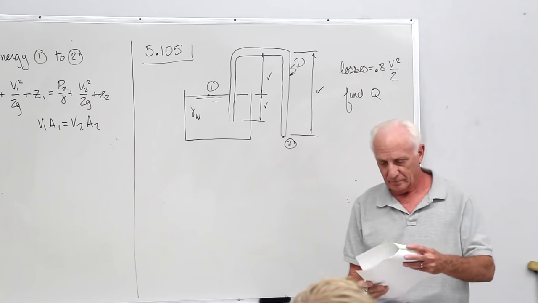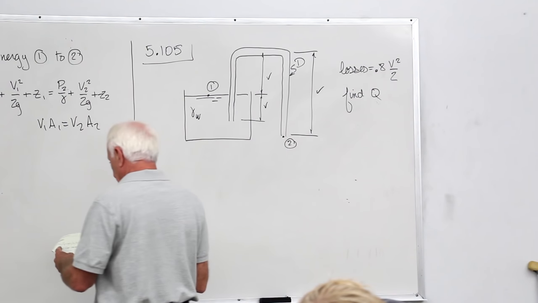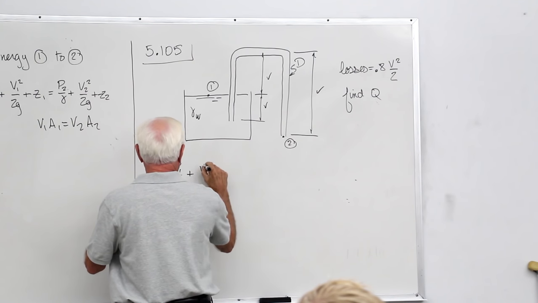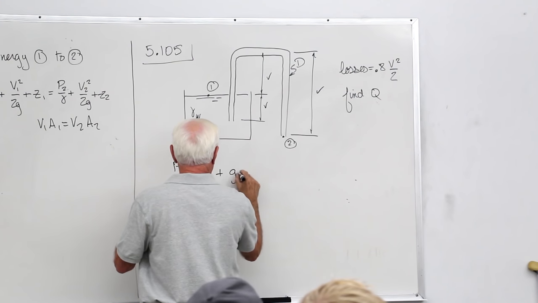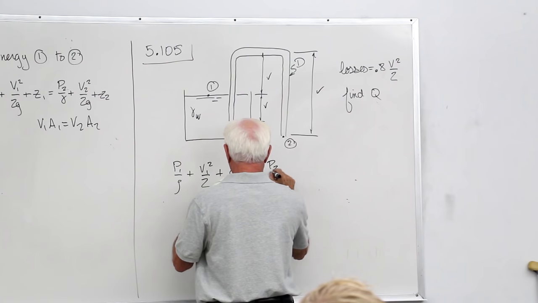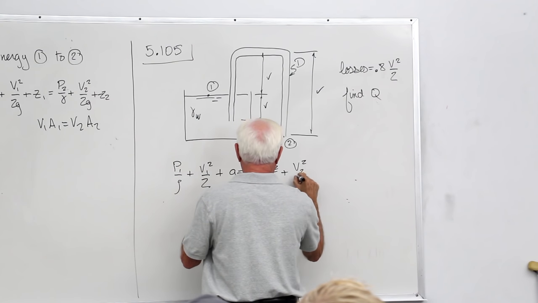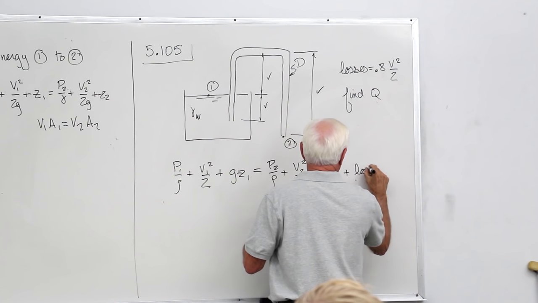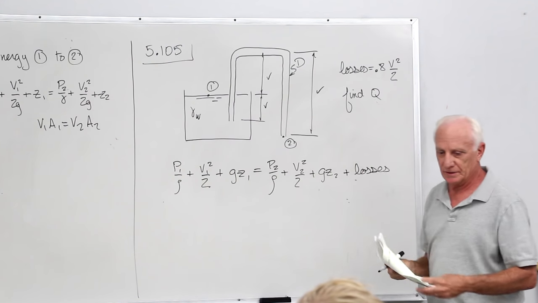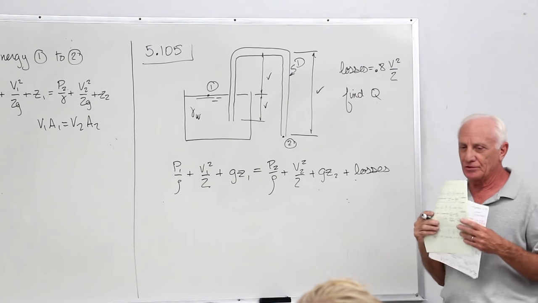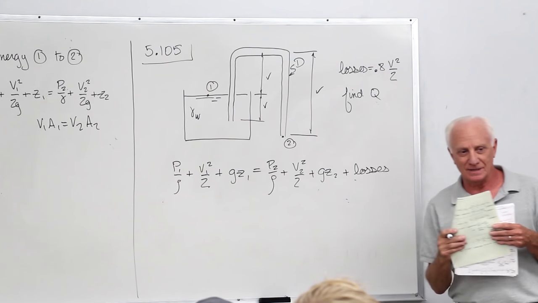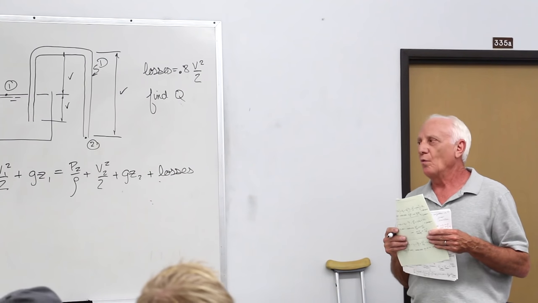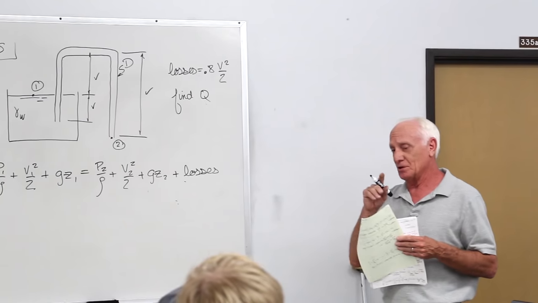There it is. Here we go. There's no pump, there's no turbine, zero, zero. Pick out the right equation. I put three on the board for you. I said sometimes it's easier to use one equation than it is the other equation. Which equation am I going to pick now? Well, here, I'll tell you which one.